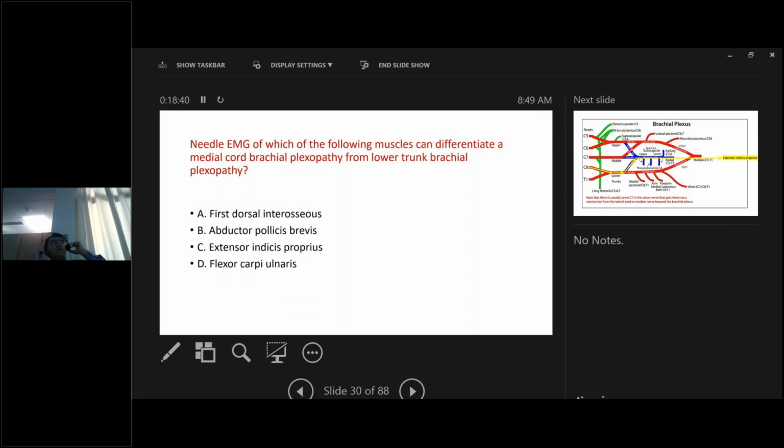This is for Musab. This question. Median EMG. Which of the following muscles can differentiate a medial cord brachial plexopathy from lower trunk brachial plexopathy? First dorsal interosseous, abductor pollicis brevis, extensor indicis proprius, flexor carpi ulnaris.